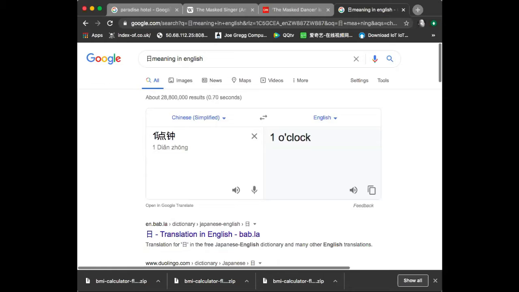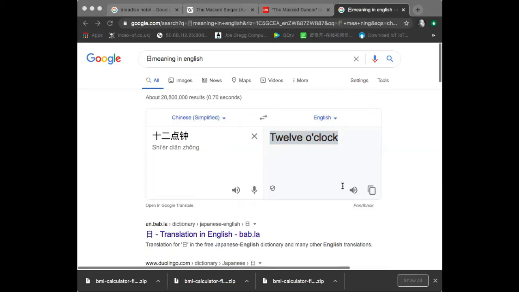12点钟. Yes, like this. 12点钟. Yes. Okay. You see the translation? 12点钟. That's 12 o'clock, right? Okay.